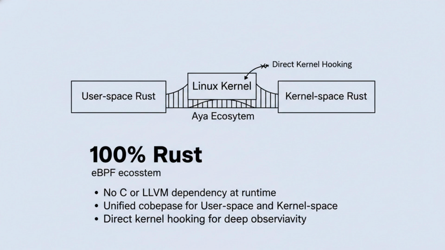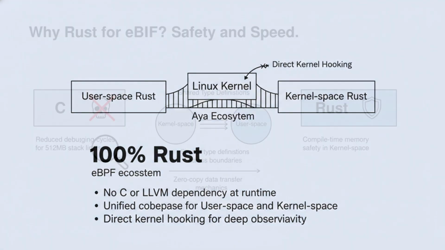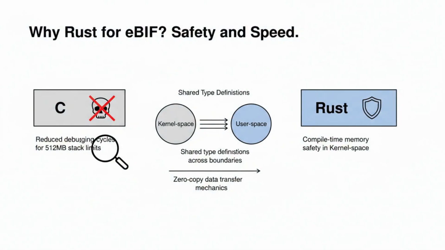Aya allows us to write both our kernel space and user space code in Rust, sharing types and logic seamlessly. This session will explore how to leverage this ecosystem to build ultra-scalable observability tools that can monitor thousands of nodes with minimal overhead. When we talk about high availability patterns, memory safety isn't a luxury, it's a requirement. In the kernel, a single null pointer dereference leads to a panic. Rust's ownership model provides a compile time guarantee that our BPF programs won't crash the host system.